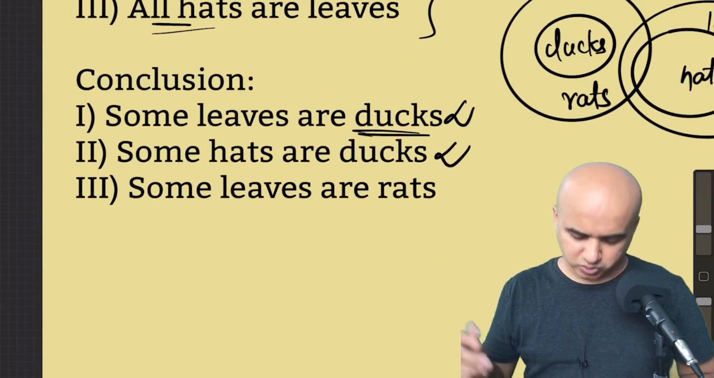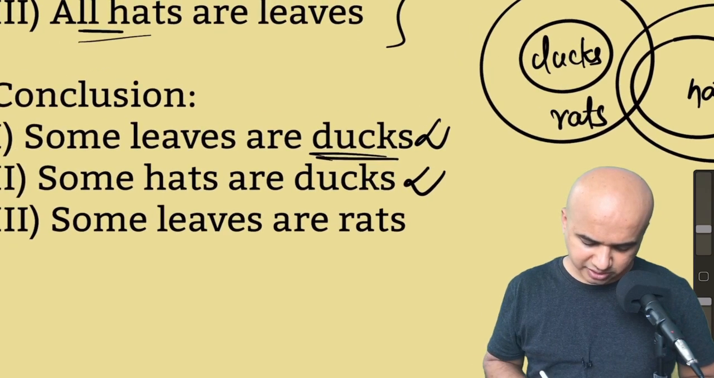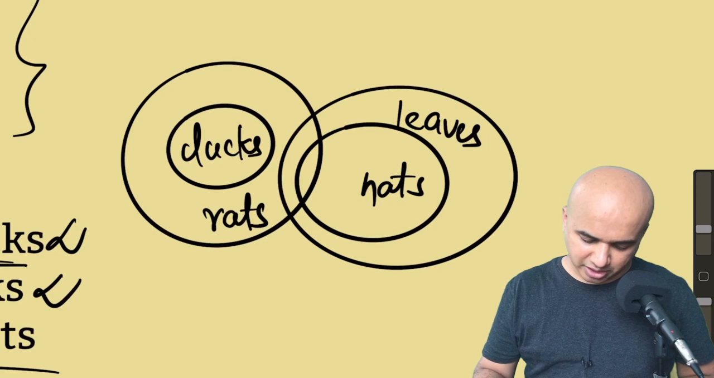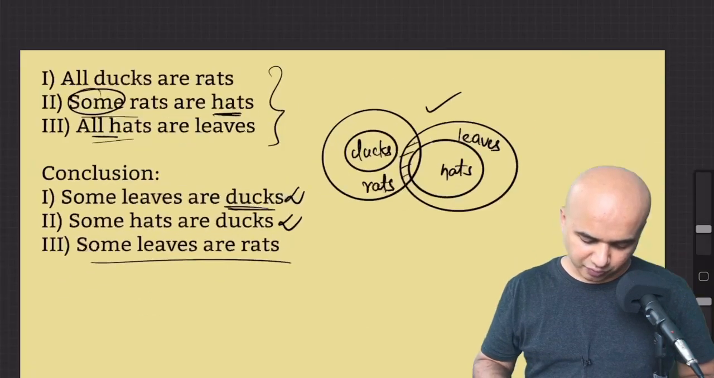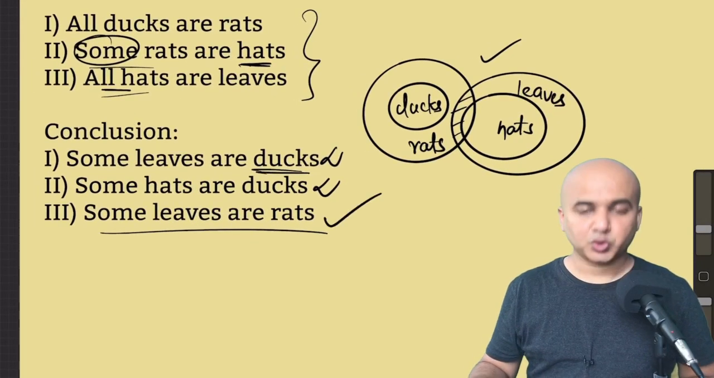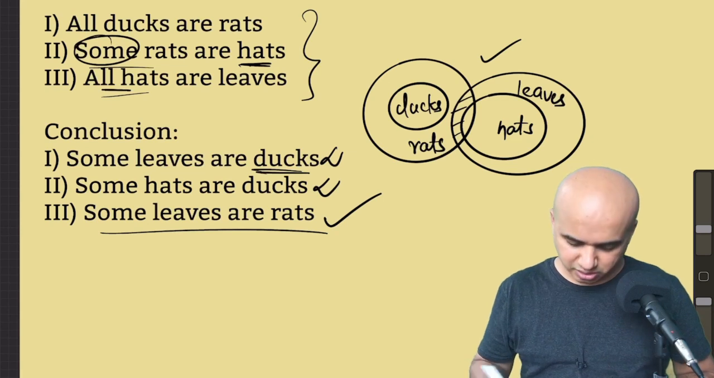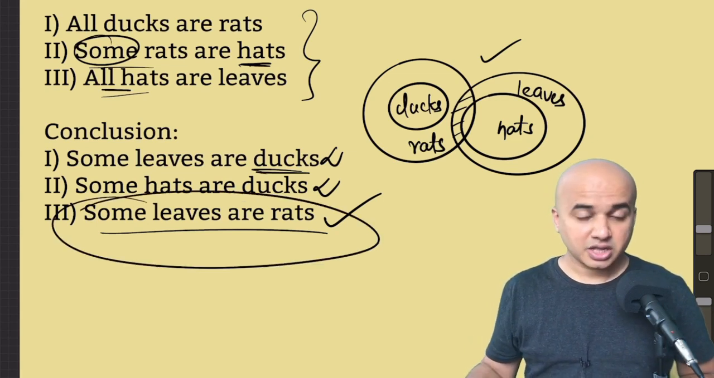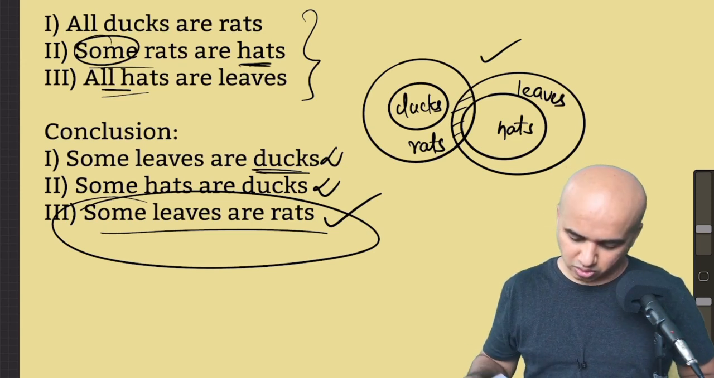So that is also ruled out. The last one is some leaves are rats. So is there any common element between leaves and rats? Of course, yes. So therefore, the statement number 3 follows. So therefore, we can say statement 3 is definitely true. In this conclusion, only conclusion number 3 follows. The first and the second conclusion do not follow.